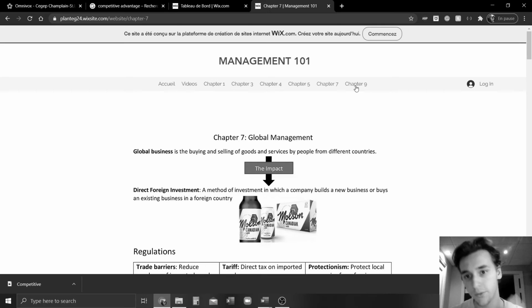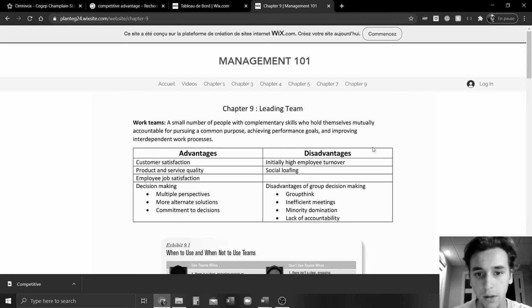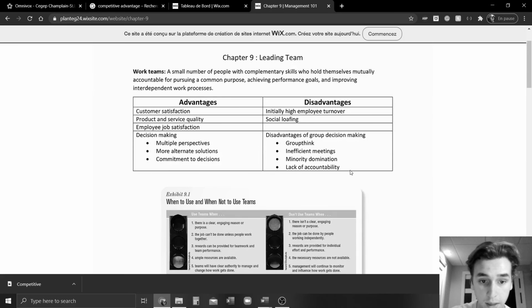So next, for chapter 9, we're talking about leading teams. Work teams, as we all know, are a small number of people with complementary skills who hold themselves mutually accountable for pursuing a common purpose, achieving performance goals, and improving interdependent work processes. First, advantages and disadvantages, you can see them on my website.